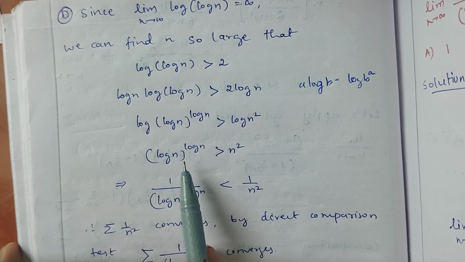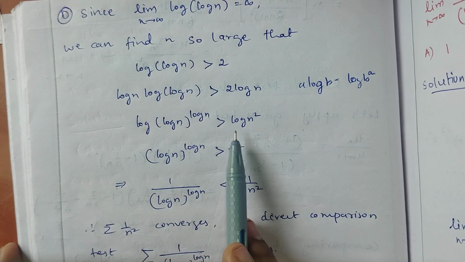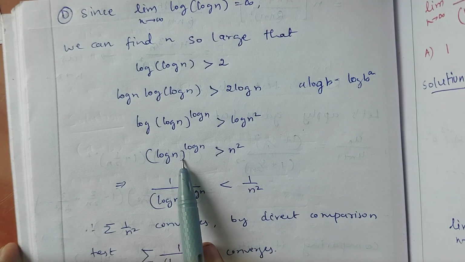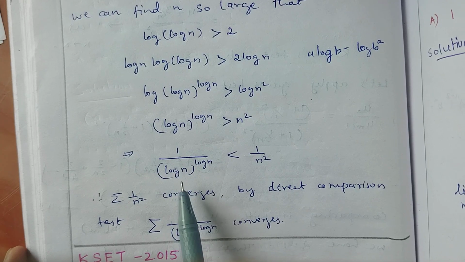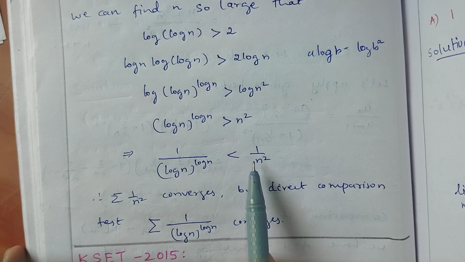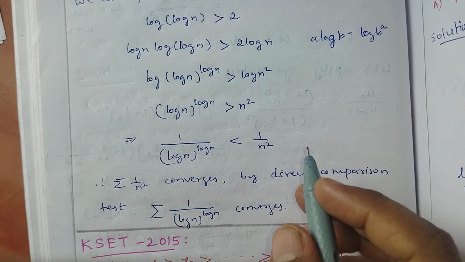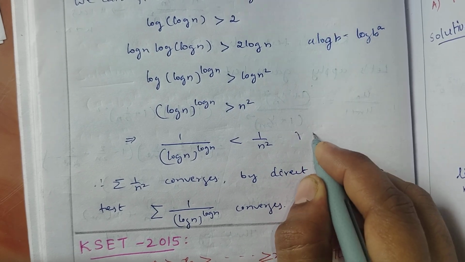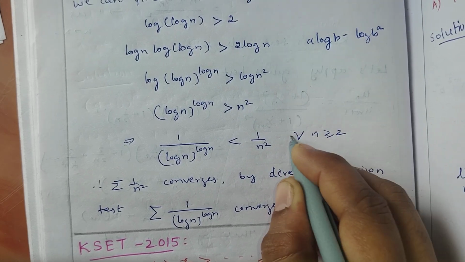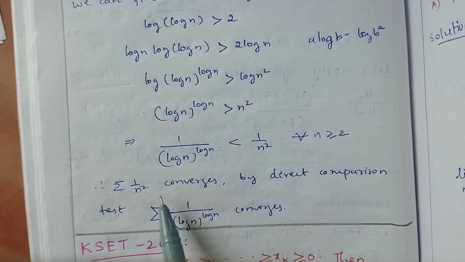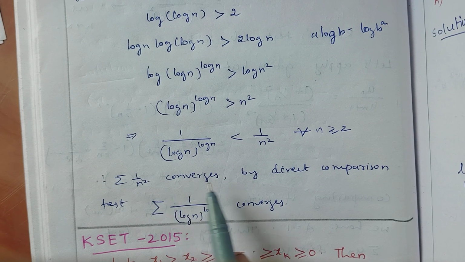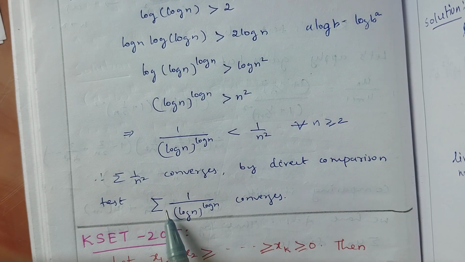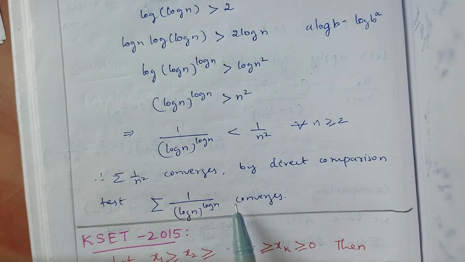So now cancelling log on both sides, taking exponential, we get log n to the power log n is greater than n square. Which implies 1 by log n to the power log n is less than 1 by n square. Okay, this is true for all n greater than or equal to 2. So since series 1 by n square converges, because this is a p series with p equal to 2, by direct comparison test, series 1 by log n to the power log n converges.